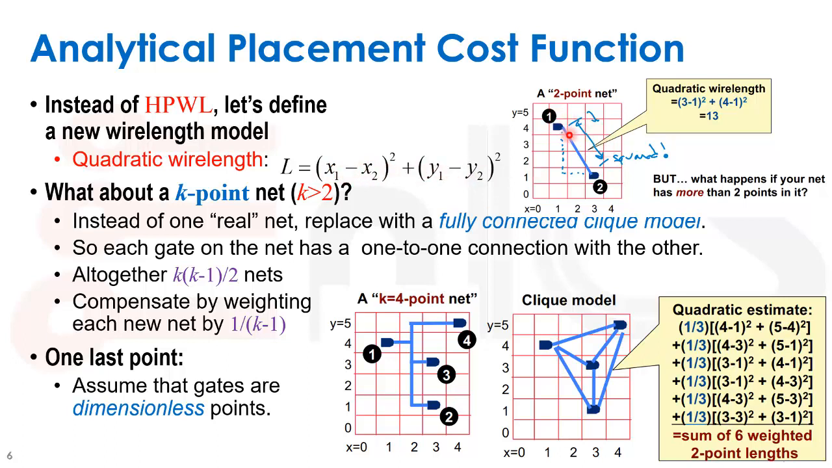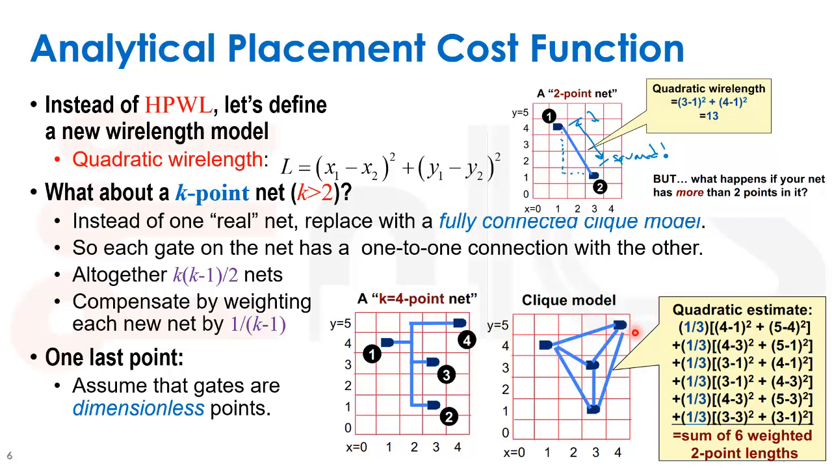Now, this is only good for measuring, again, the distance between 2 points. What happens when we have a third point? For the third point, we're going to break our whole multi-point net into a clique model. So we're going to make these point-to-point connections between every pair of gates we have here, and then we can find the distance between all of them and sum them up.